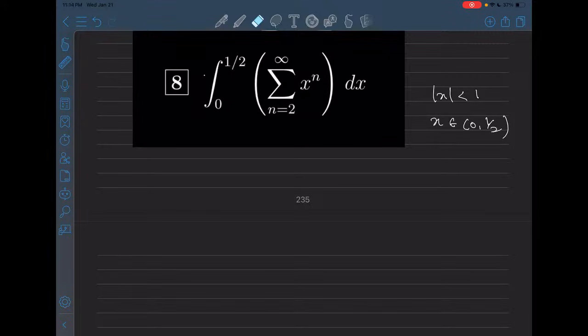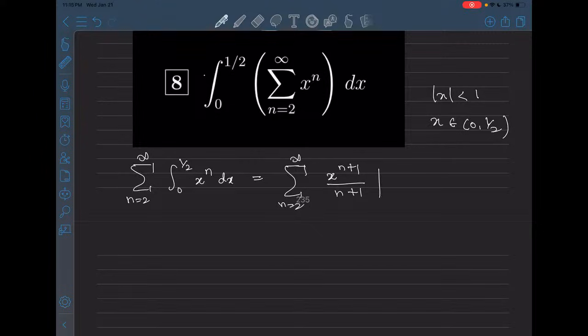Okay, guys. So, yeah, let's do the integral first. Okay, as you said. So, if we do integral first, sum from n equals 2 to infinity, and then this integral is from 0 to half of x to the power n dx. So, sum from n equals 2 to infinity, and then this is x to the power n plus 1 by n plus 1 from 0 to half. So, sum from n equals 2 to infinity, that is just half to the power n plus 1.